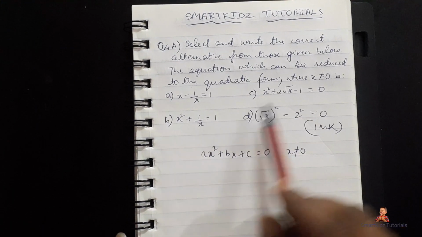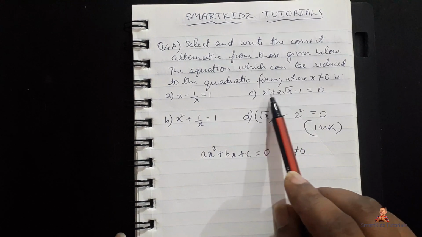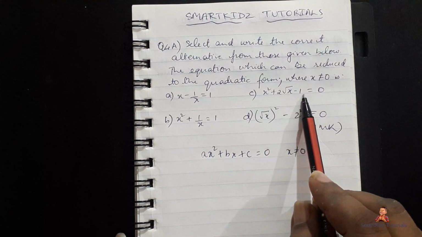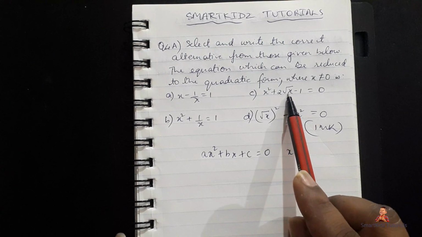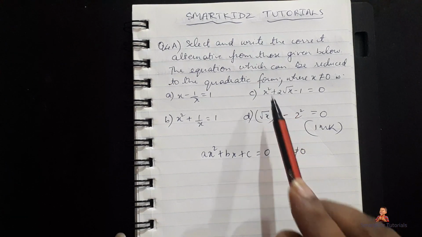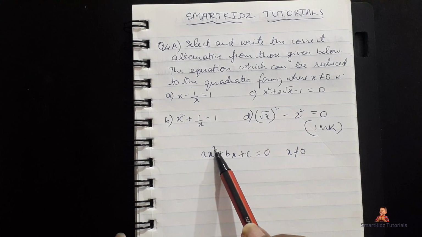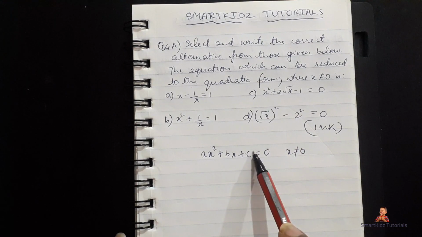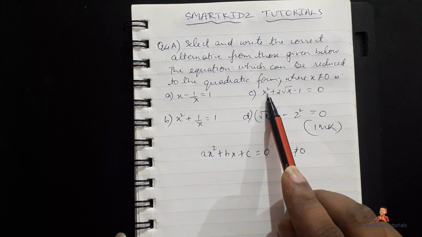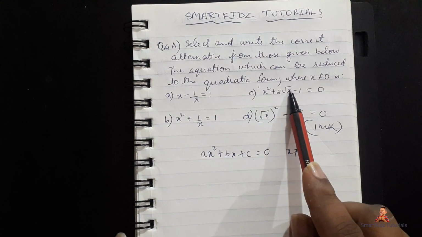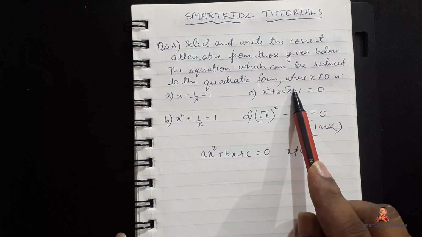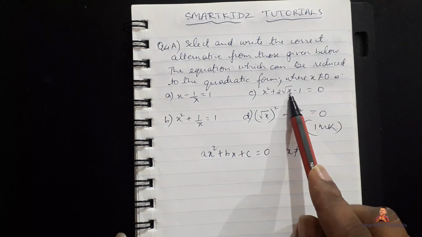Next one, C. Here it's x square plus 2 root x minus x. Now the other thing about a quadratic form is that the power should be in whole numbers. So that's 2, then 1, then 0. Over here you see it's 2, and then that's root of x. So this is not a whole number. The power is half of x. So we rule this out as well.